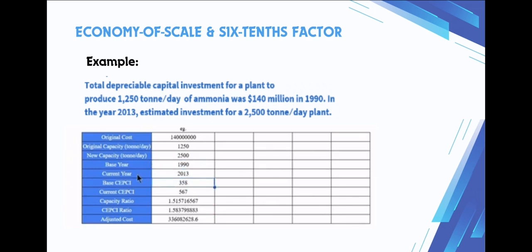After we input all the data, Excel will automatically display the corresponding base and current CEPCI value from the table, and the capacity ratio, CEPCI ratio, and the adjusted cost will be calculated.